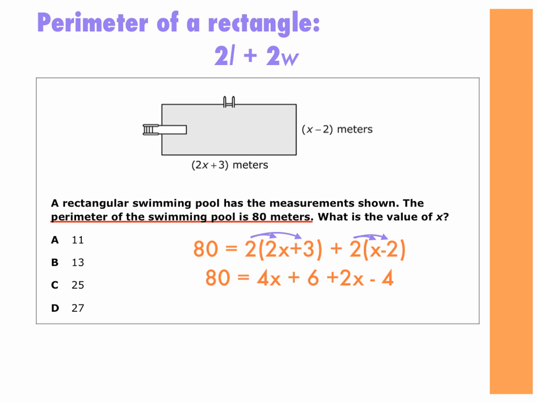I'm going to go ahead and combine my like terms on the right side of this equation. 4x plus 2x is 6x, and 6 minus 4 is going to give me 2. So when I combine like terms, I have 80 equals 6x plus 2. Subtract 2 from both sides, and you get 78 equals 6x. Now I need to divide both sides by 6, and I find that x is going to be equal to 13. If you wanted to, and it wouldn't be a bad idea, you could plug these values back in to find the length and the width of this swimming pool, and make sure that when you add all 4 sides together, you get 80.